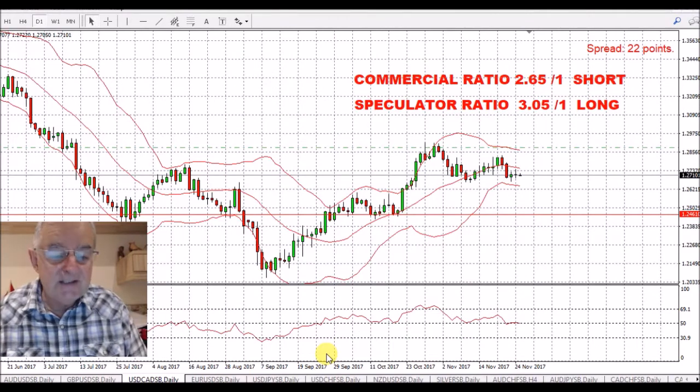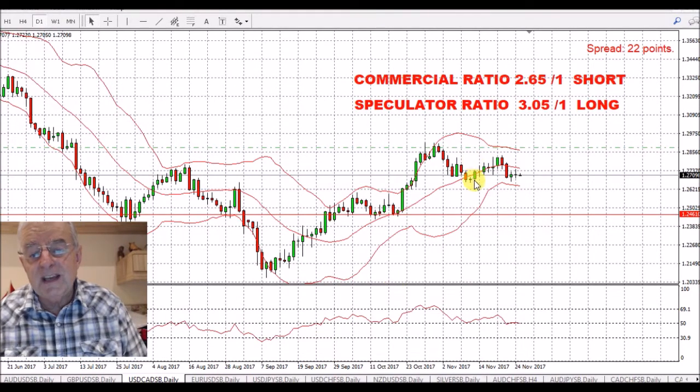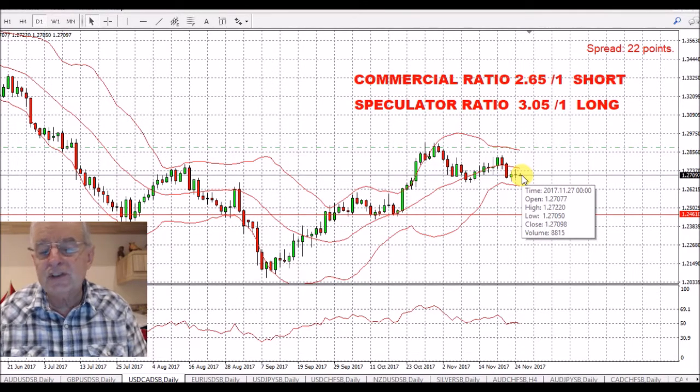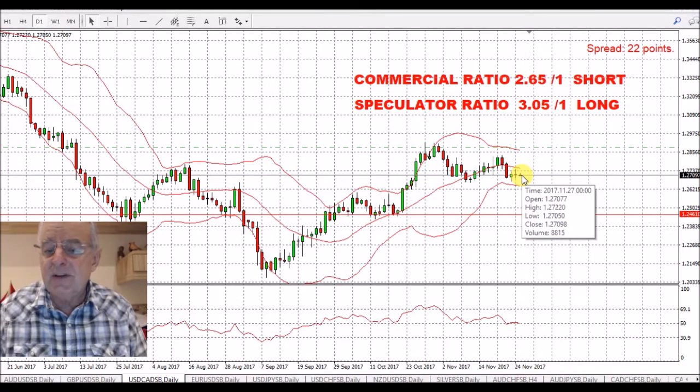US dollar, Canadian dollar. We're down at the moment on a little bit of support, but I am expecting more strength on the US dollar and weakness to unfold in the Canadian dollar. The oil price at the moment is really high, and I'm expecting that to fall.